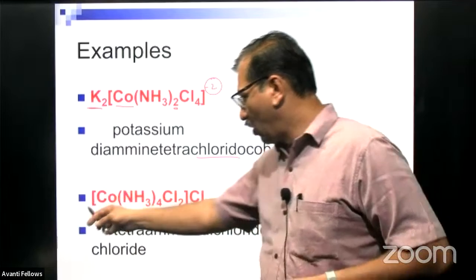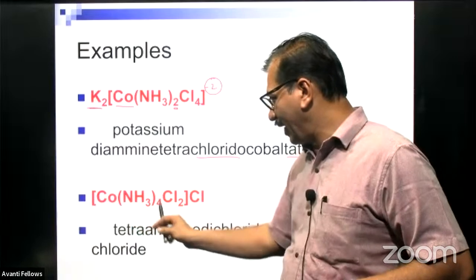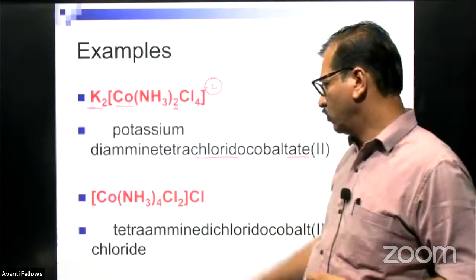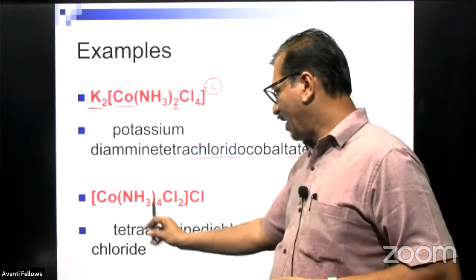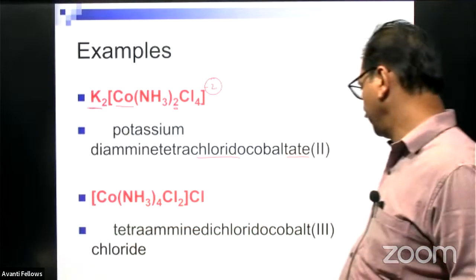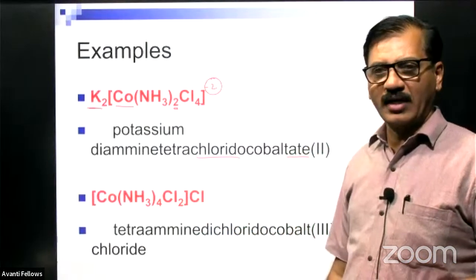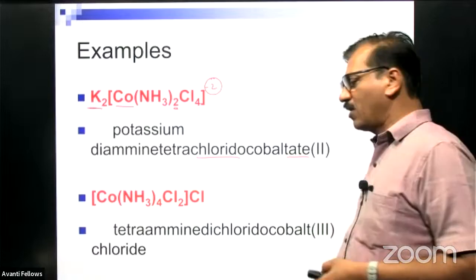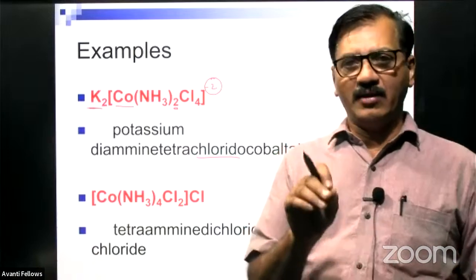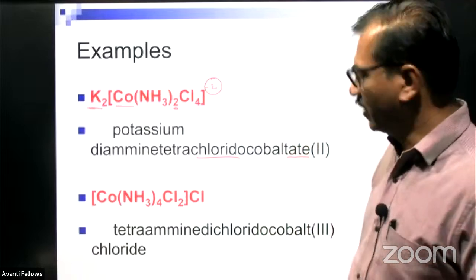Now, coming to this one, the complex ion is a cation and the counter ion is an anion, so we always name the cation first. For the complex ion, ligands come first in alphabetical order, then the metal atom or ion: tetraamminedichloridocobalt(III) chloride. The oxidation number is 3. You can find it by calculating that the total charge carried by the compound is 0.